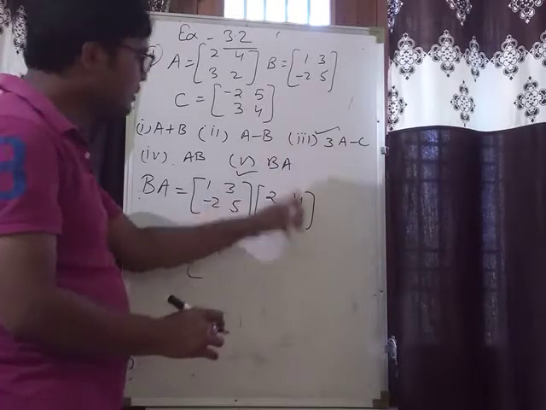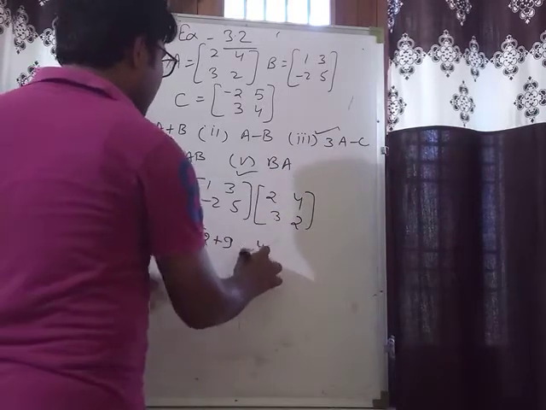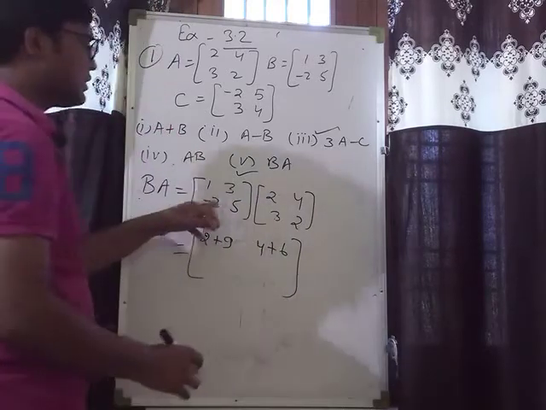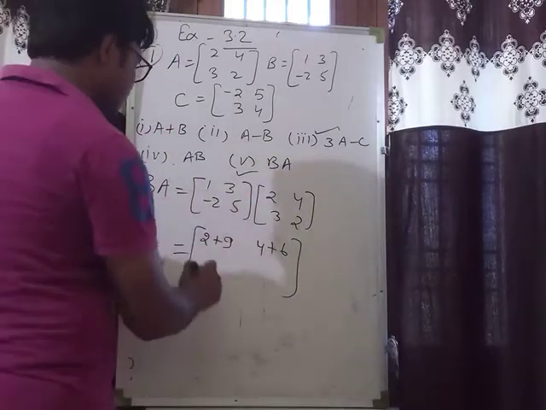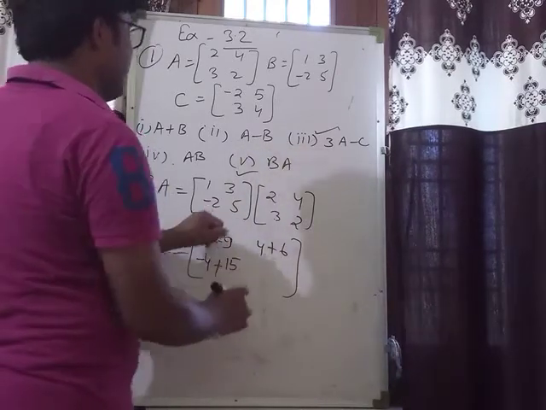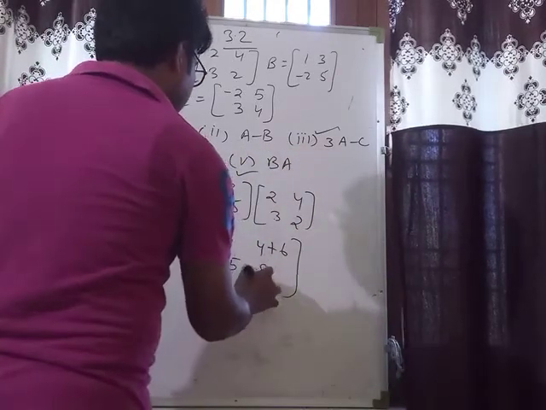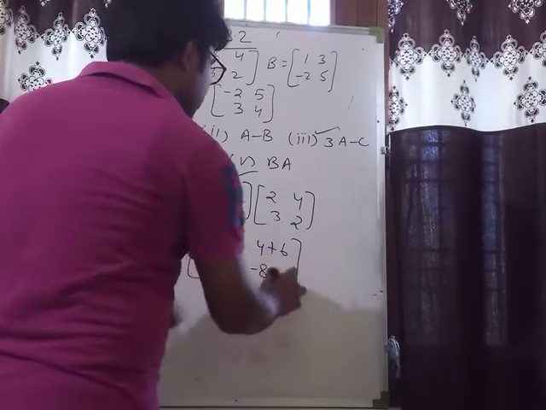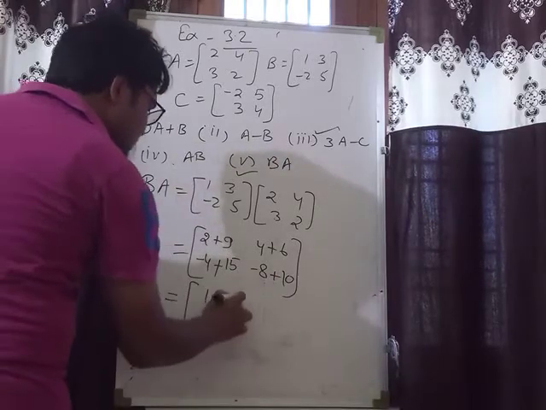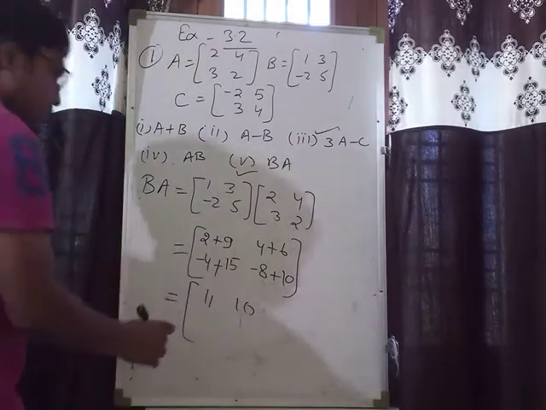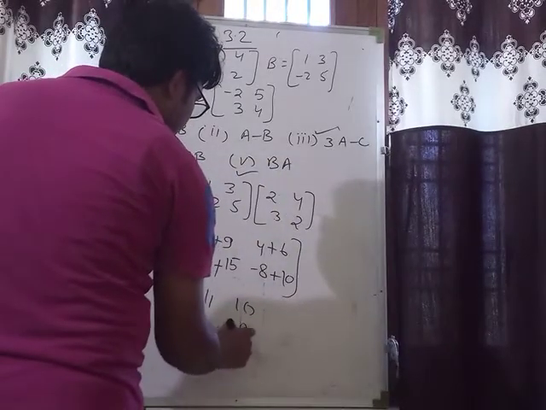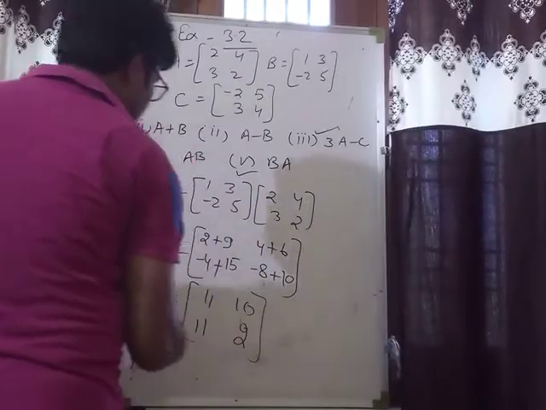So first row, second column. 1 into 4, 4 plus 3 into 2, 6. Okay. Now second row, first column. Minus 2 into 2, minus 4 plus 5 into 3, 15. Minus 2 into 4, minus 8 plus 5 into 2, 10. So what will become? 9 plus 2, 11. 4 plus 6, 10. Minus 4 plus 15, that is 11. And minus 8 plus 10, that is plus 2. So that will be your BA.